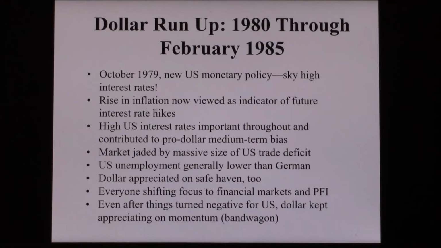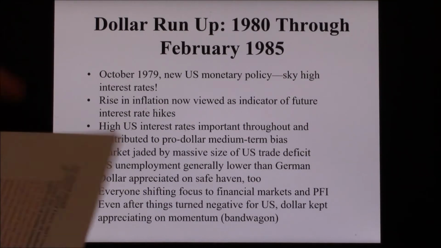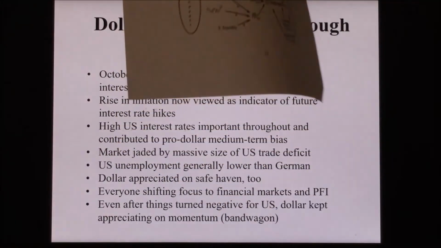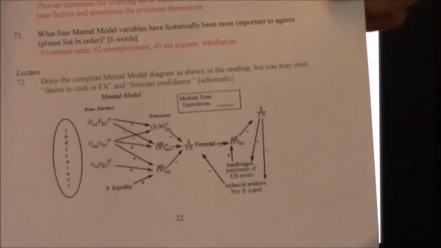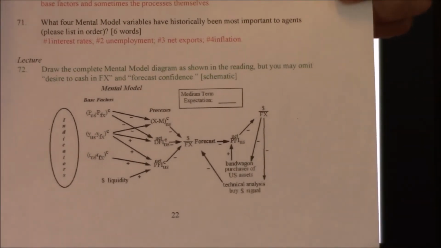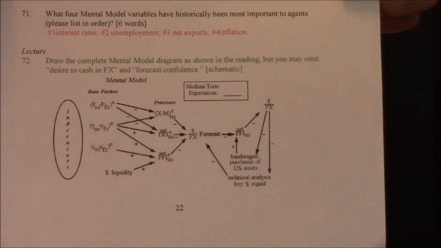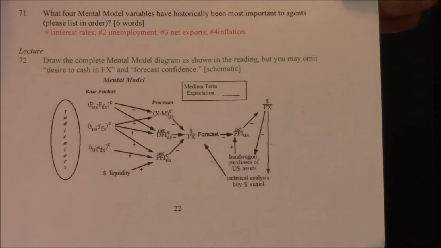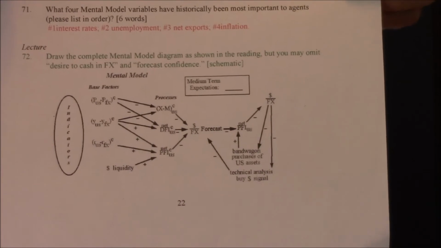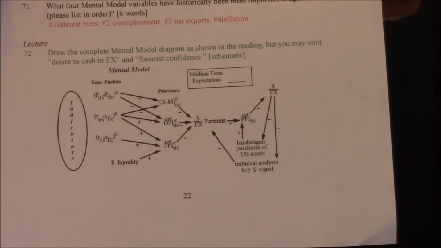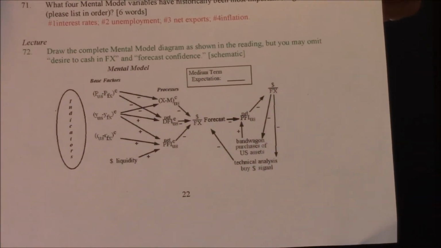In addition, another interesting phenomenon that occurred during this period was that inflation no longer played its normal role in the mental model. Instead, it became an indicator of future monetary policy, a future restrictive monetary policy. Normally, as I showed you in the 1970s period, if U.S. inflation goes up, we'd expect that to be a negative under those base factors. But shift it over to the indicators. Inflation became an indicator that that country was going to raise interest rates.